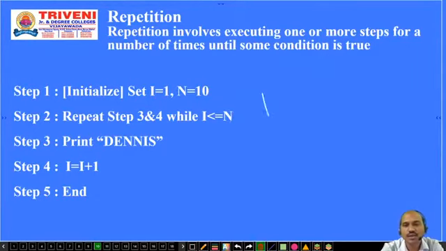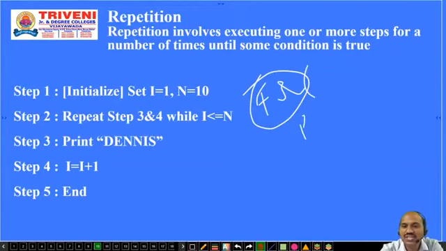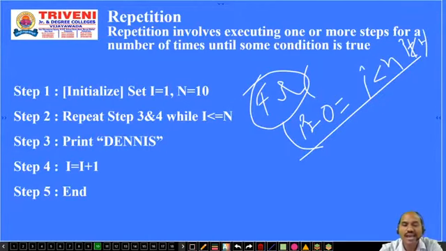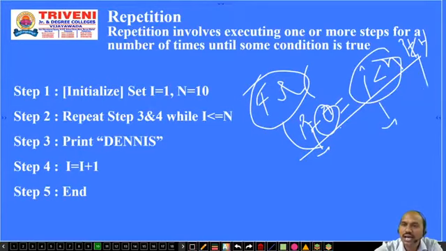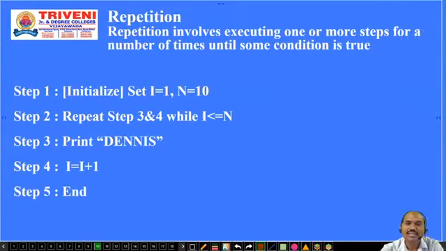The next one is the for loop. For the for loop we have initialization, I equals 0, condition I less than n, and I plus plus increment. So I equals 0 is the initialization, I less than n is the condition, and I plus plus is the incrementing or decrementing. So these are the 3 types of loops in C language.